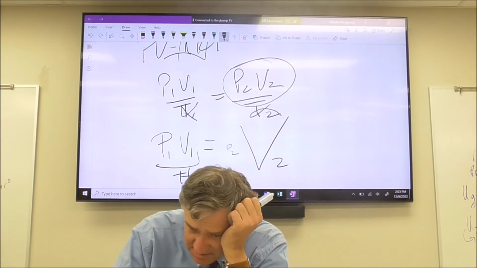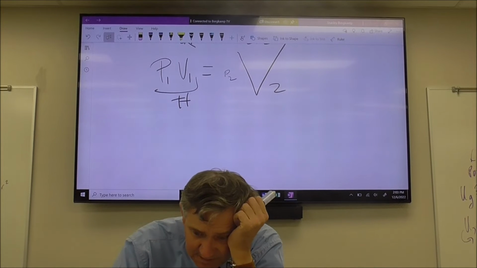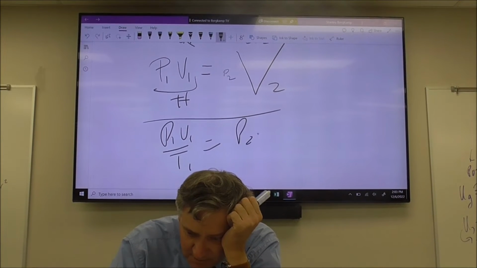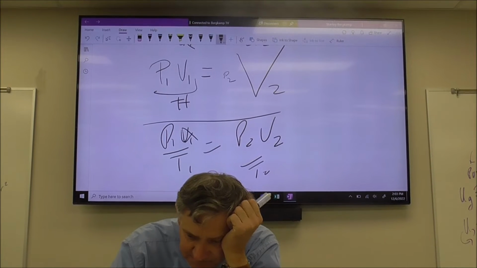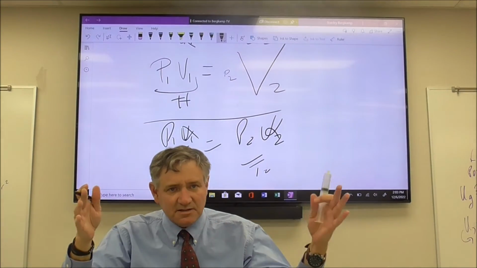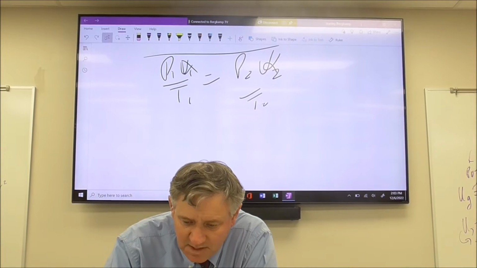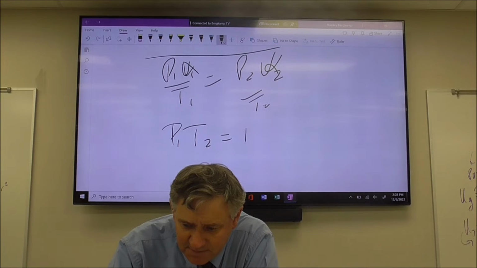So if you look at this, let's keep the volume the same. If you look at P1 V1 over T1 equals P2 V2 over T2, let's not worry about a change in volume. Same size classroom, same size syringe. Then if I cross multiply, I get P1 T2 equals P2 T1.